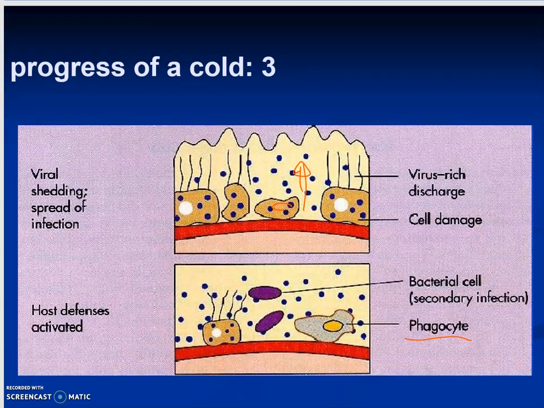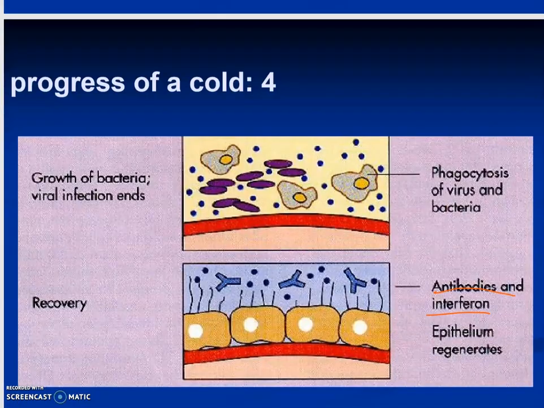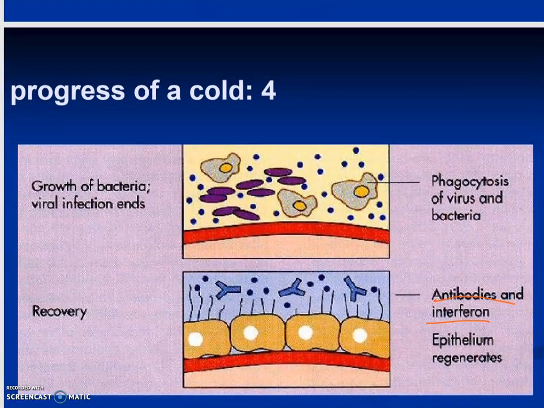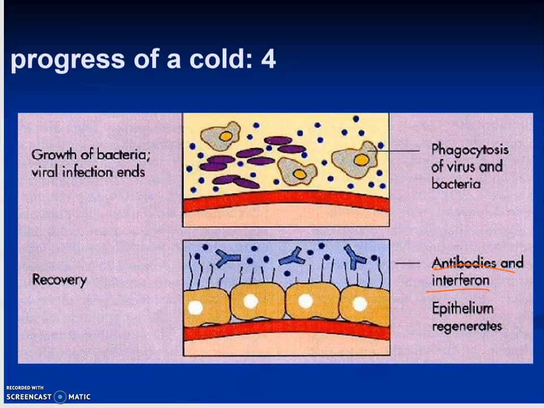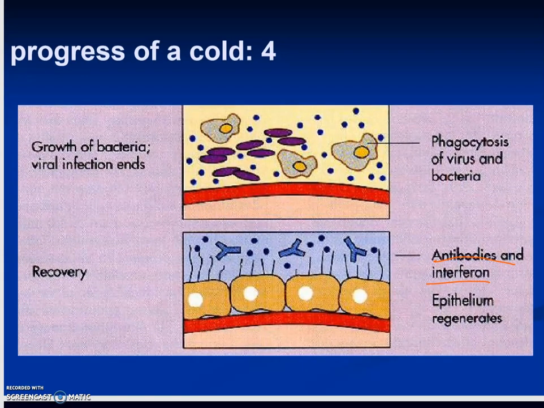And your host defenses will kick in, of course. Phagocytic cells will try to eat up those virus-infected cells. And then you might also have bacterial cells that are coming in as opportunistic pathogens, causing a secondary infection. And meanwhile, you're not feeling too good, and you start sneezing because the nasal epithelium is all itchy, and you're going to sneeze out a lot of those virus particles.